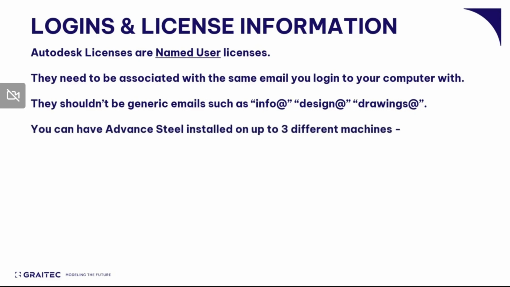Although you can't have different people trying to share one license with an ambiguous address, you can have one person installing Advanced Steel on up to 3 different machines using the same login. So you might be using your desktop at work, or a laptop you move around at work and go to site with, or even the home PC if you have to do extra time at home. But you can't share that for different people.